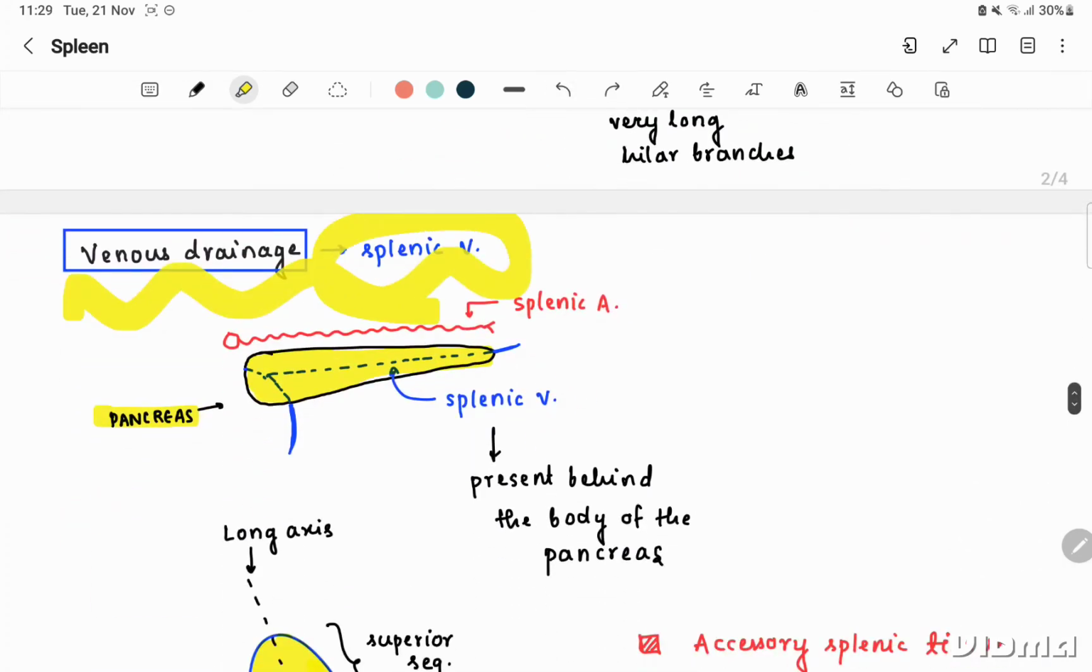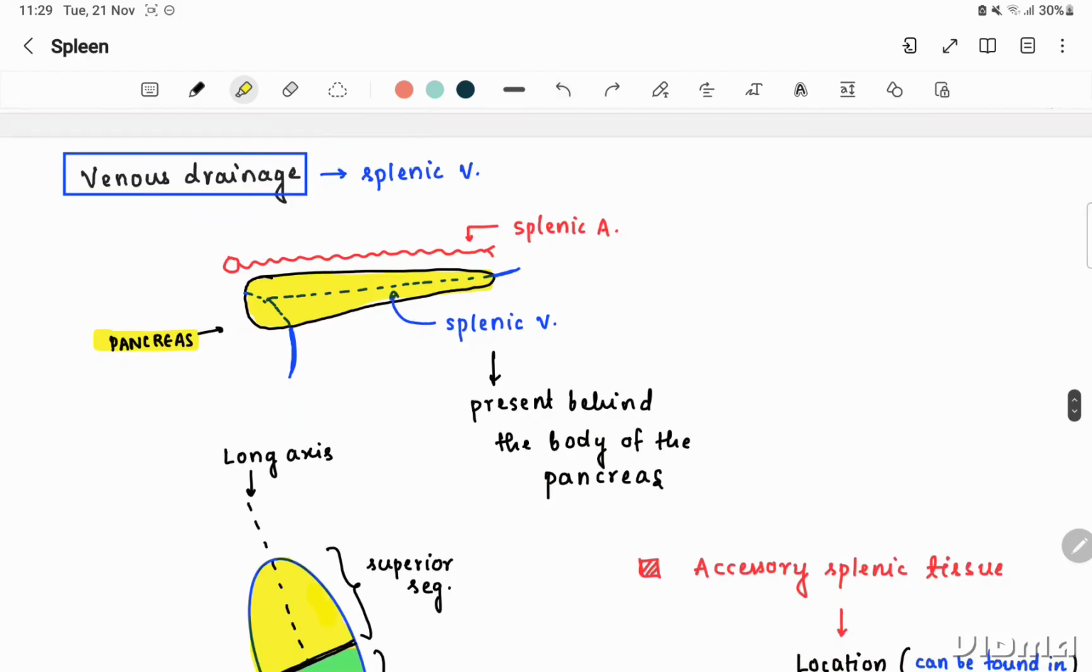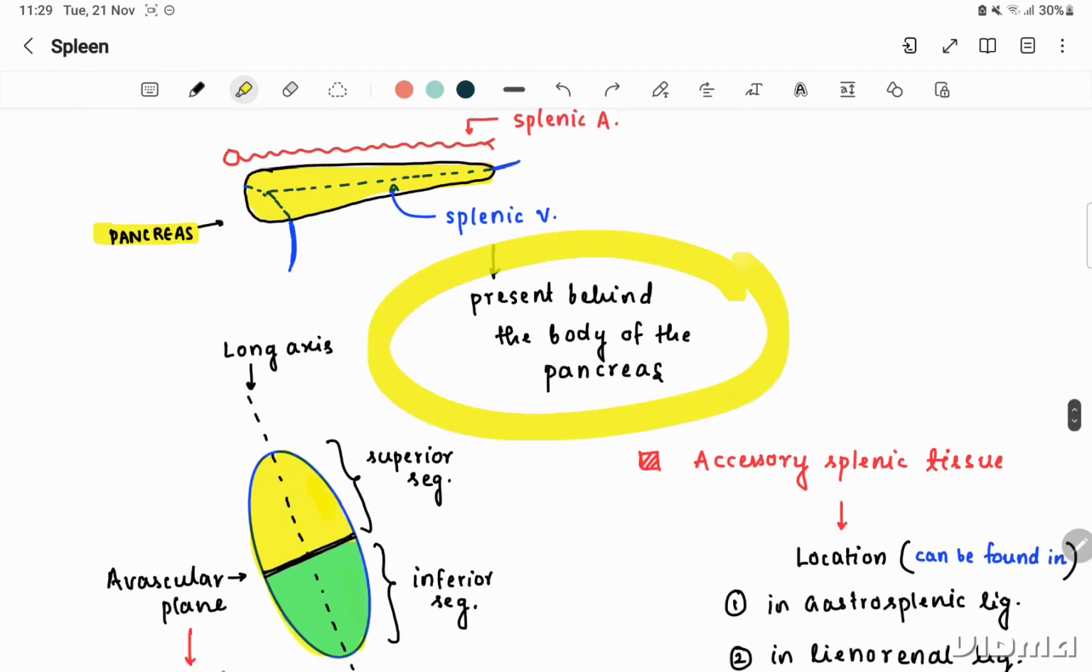And what is the venous drainage? We have the splenic vein. The splenic vein is running like this, posterior to the spleen, and the splenic artery is running in the upper part. This is the splenic artery. So the splenic vein just runs parallel but posterior. It is present behind the body of the pancreas.